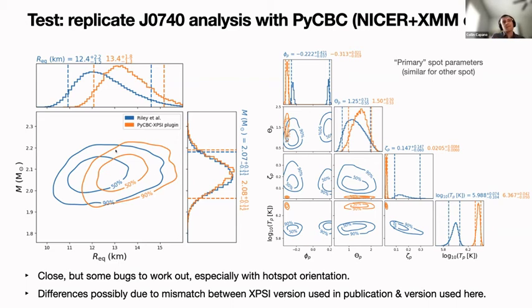And you can see the radius, I'm getting a bit of a different radius here. The reason for that is I'm getting different results for the hotspot configuration. On the right here, I'm showing some of the parameters describing one of the hotspots. And in particular, this parameter here essentially describes the size of the hotspot. And you can see I'm getting a much smaller hotspot for that, a much smaller size for the spot.